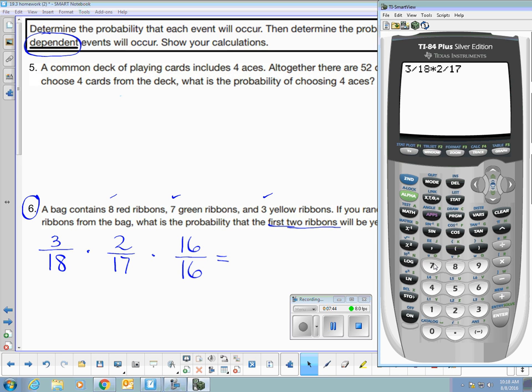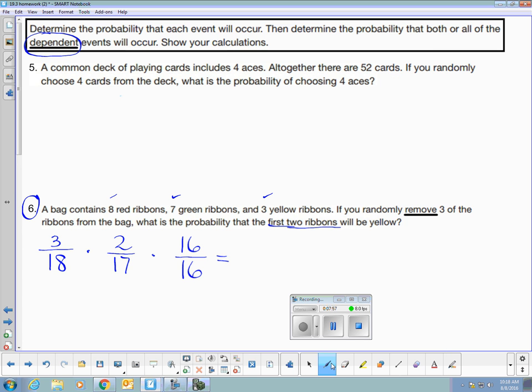And I know 16 divided by 16 is 1, so I don't need to enter that into the calculator. I can just multiply those 2 fractions together, and that gives me a probability of 1 out of 51.